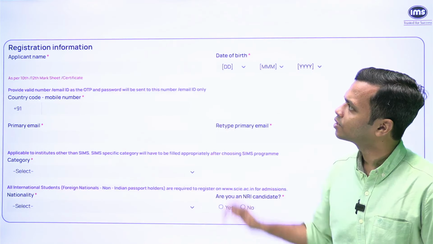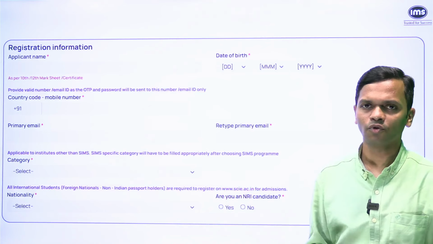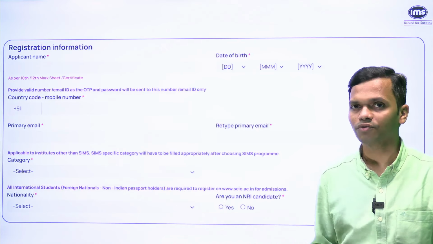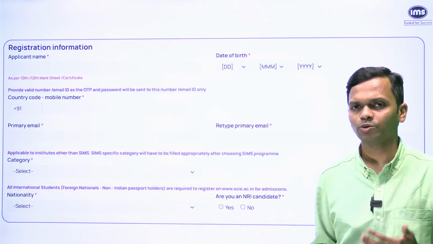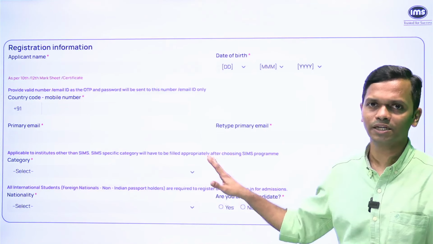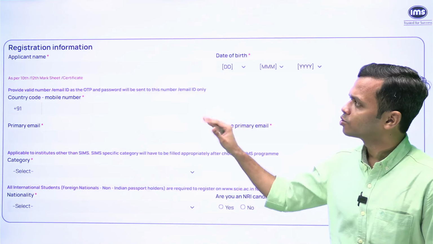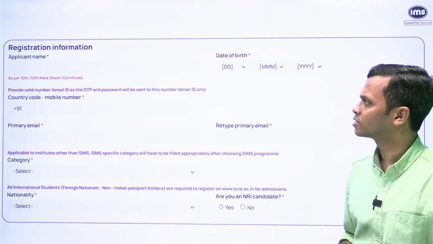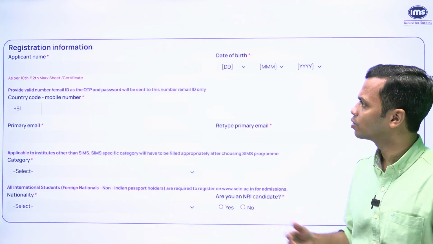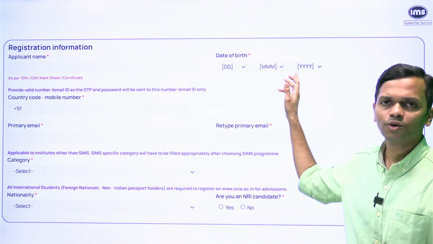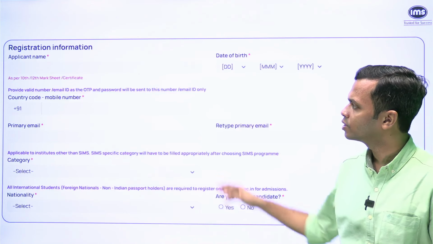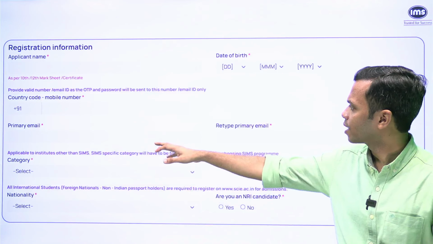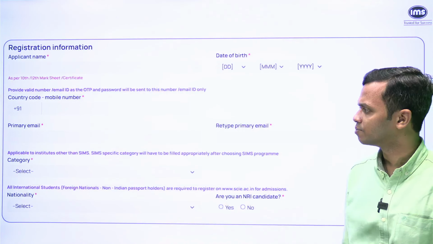So the first thing that you will see is this, which is your personal information. Once you enter this information, you will not be able to modify it. And that is why you should ensure that you are not making any mistake at this point of time. So you start with the applicant name, and they have clearly mentioned that it has to be written the way it is on your 10th, 12th mark sheet or certificate. Post that, you have to enter your date of birth. Again, it's a simple drop down. Then you have to enter your mobile number, something that you use often, and then primary email and retype the primary email that you have.